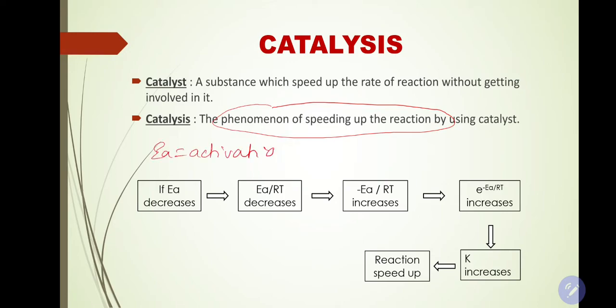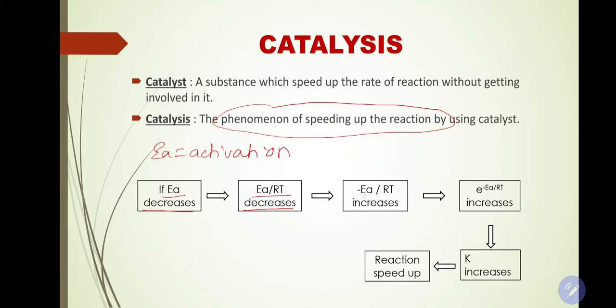Okay, so if activation energy decreases, we have already seen this in kinetics, when we learned the Arrhenius equation, and we have also learned about the activation energy there. So activation energy is the energy required for the reactant to convert into product. So if activation energy decreases, you can see that EA upon RT also decreases.